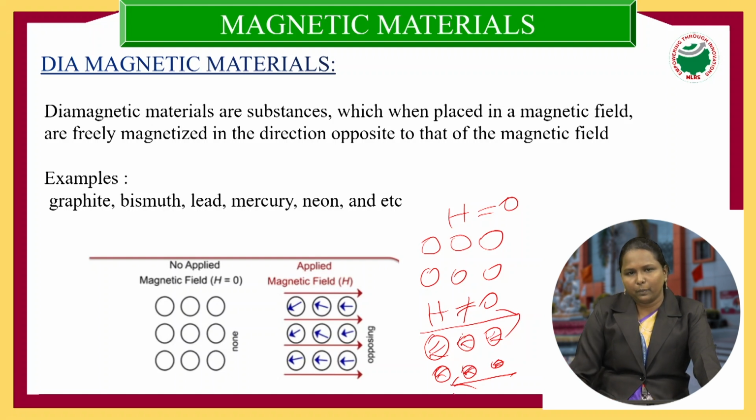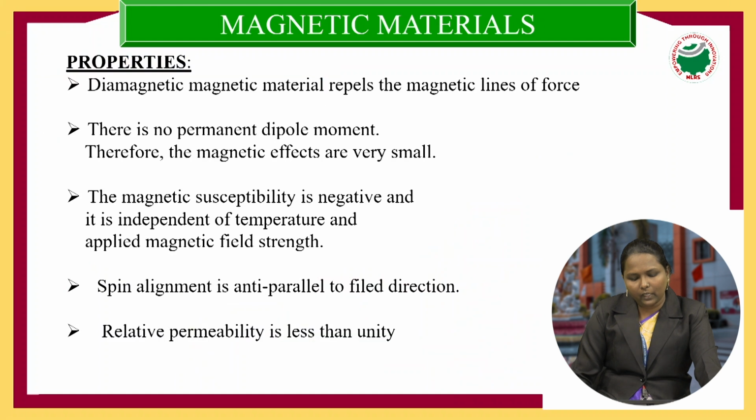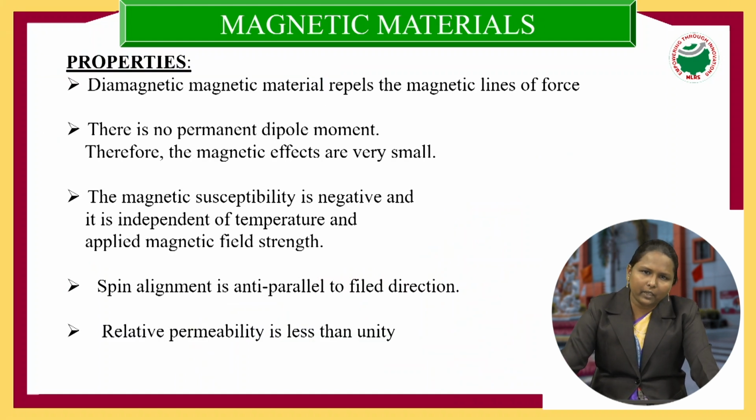Here are some properties of the diamagnetic material. Diamagnetic materials are repelled by the external field lines which we apply to the material. Second, because of the opposite field lines, there is no permanent magnetic moment inside the material.